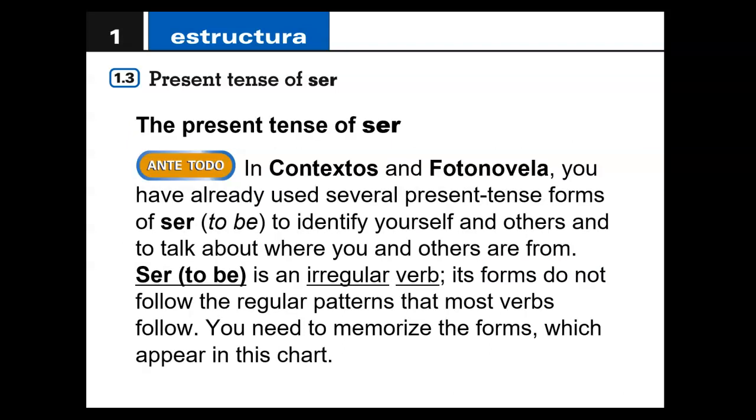Alright, so now we are moving on to the present tense of ser. It says in Contextos, so that's the assignment that you did with vocab, and Fotonovela, you haven't watched any of that yet, but you will soon. You have already used several present tense forms of ser, which means to be, to identify yourself and others, and to talk about where you and others are from. Ser, to be, is an irregular verb. There's regular verbs and there's irregular verbs, and ser happens to be irregular. Its forms do not follow the regular patterns that most verbs follow. You need to memorize the forms which appear in this chart. So it's important that you memorize these.